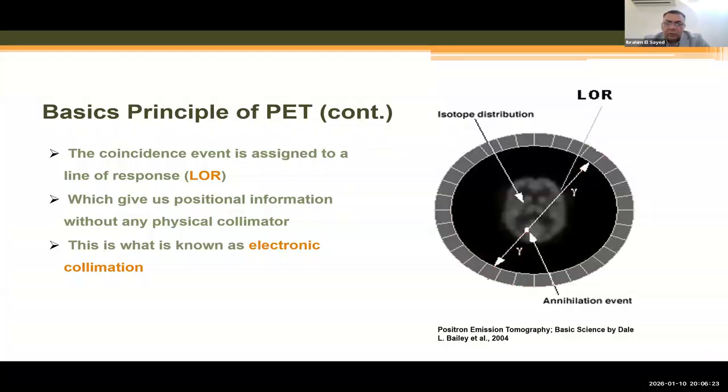PET uses what's called electronic collimation. Electronic collimation depends on two factors: the energy window and the time window. The energy window makes it accurate to collect only photons with 511 kiloelectron volts, within plus or minus the energy window, and the time window only detects those photons arriving within a certain time frame. It's in nanoseconds, and we will explain it after that.